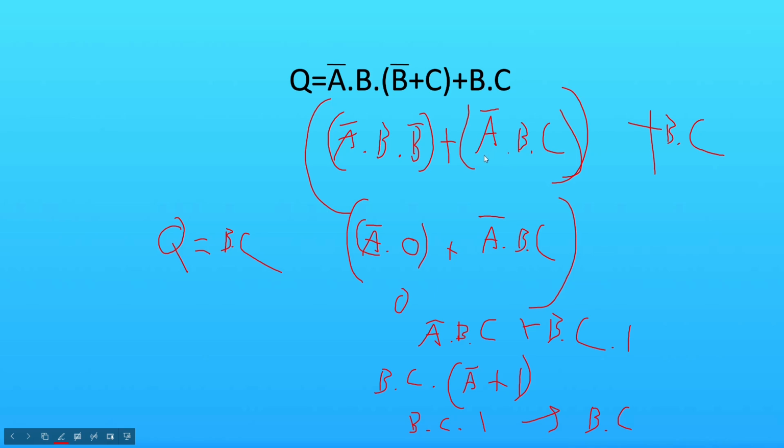So this example really just shows that sometimes if you expand first, you can lead to a simpler result. We expanded this into this, and it meant that we could factorize it later on by taking out the B and C, and of course it left us with just B and C as the final result.